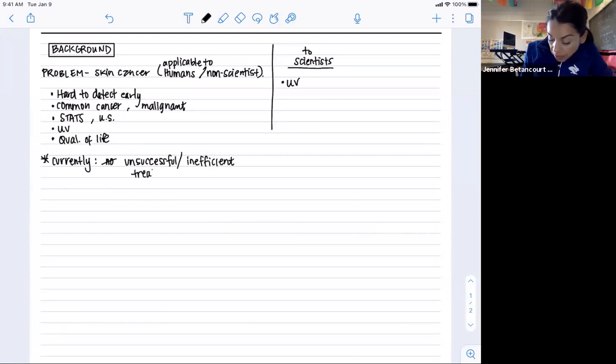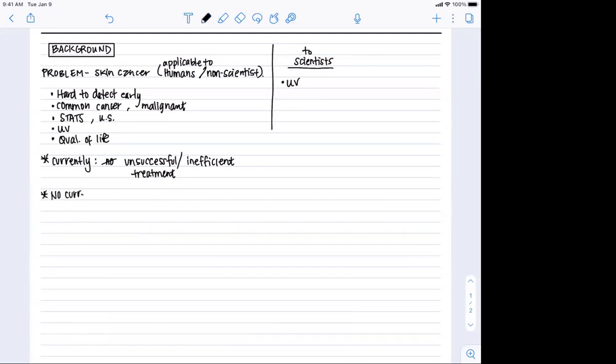And there is a definite difference between treatment of and prevention of. I don't know if anyone wrote that, but I think that goes in line with what is up here, hard to detect early. If we don't know how to detect it early, then it's really hard for us to prevent it from happening. But I would probably assume that we don't have current preventives.